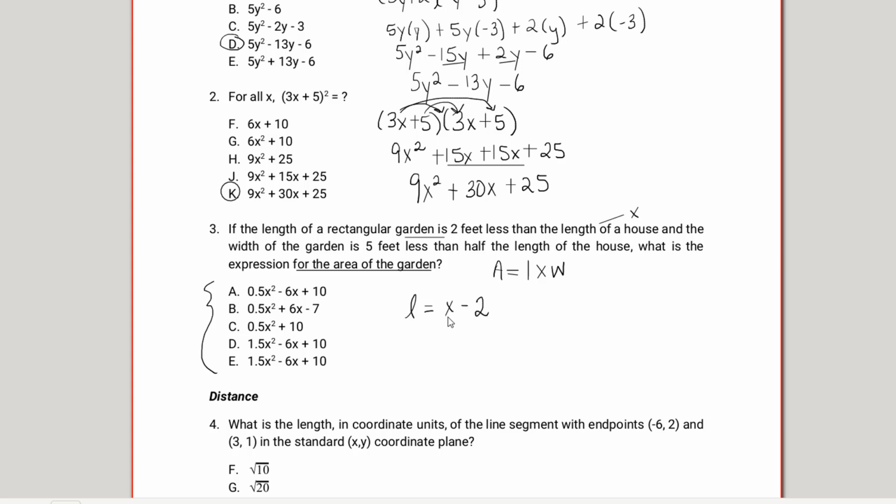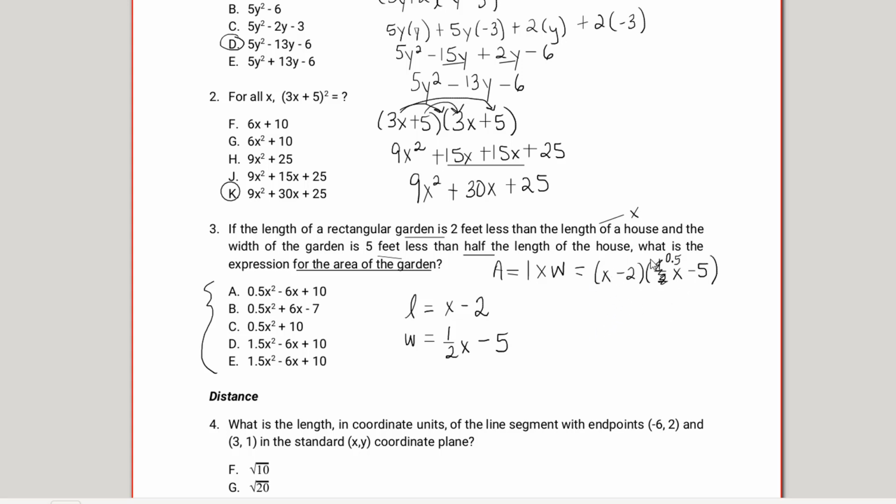2 feet less than the length of the house, and the width of the garden is 5 feet less than half the length of the house. So half the length of the house, minus 5. 5 feet less than that. That's what the width is. So now we're going to take each of our terms for length and width, x minus 2, and we'll multiply that times 1/2 x minus 5. I notice in my answer choices we're using decimals, so I may turn that 1/2 into 0.5x, so we can see what we're working with there.